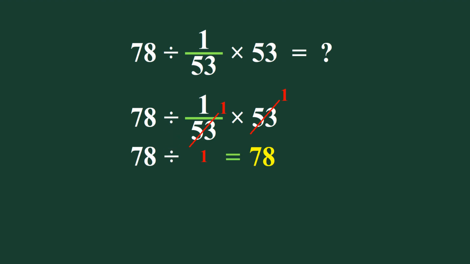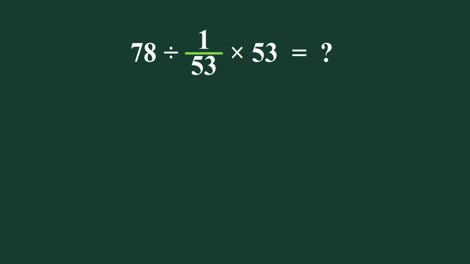But this answer is not correct because according to the order of operations, we have to do this division first, not this multiplication. So let's start the correct solution. 78 divided by 1 over 53. To do this division, write down the 78, change the division to multiplication, and flip this fraction to 53 over 1, which gives 53.